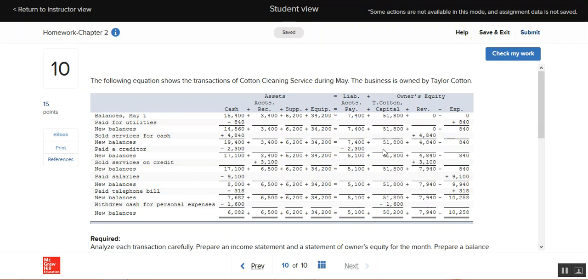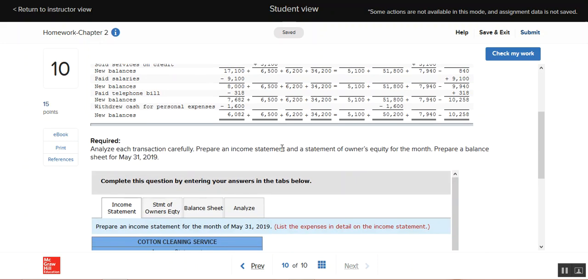All right, it says number 10, the following equation shows the transactions of Cotton Cleaning Services during May. The business is owned by Taylor Cotton. It says analyze each transaction carefully, prepare an income statement and a statement of owner's equity for the month. Prepare a balance sheet for May 31st. So I'm not going to go through all of these. I think my best advice is to look at the book, and you can see some pictures of income statement, statement of owner's equity, balance sheet, etc.